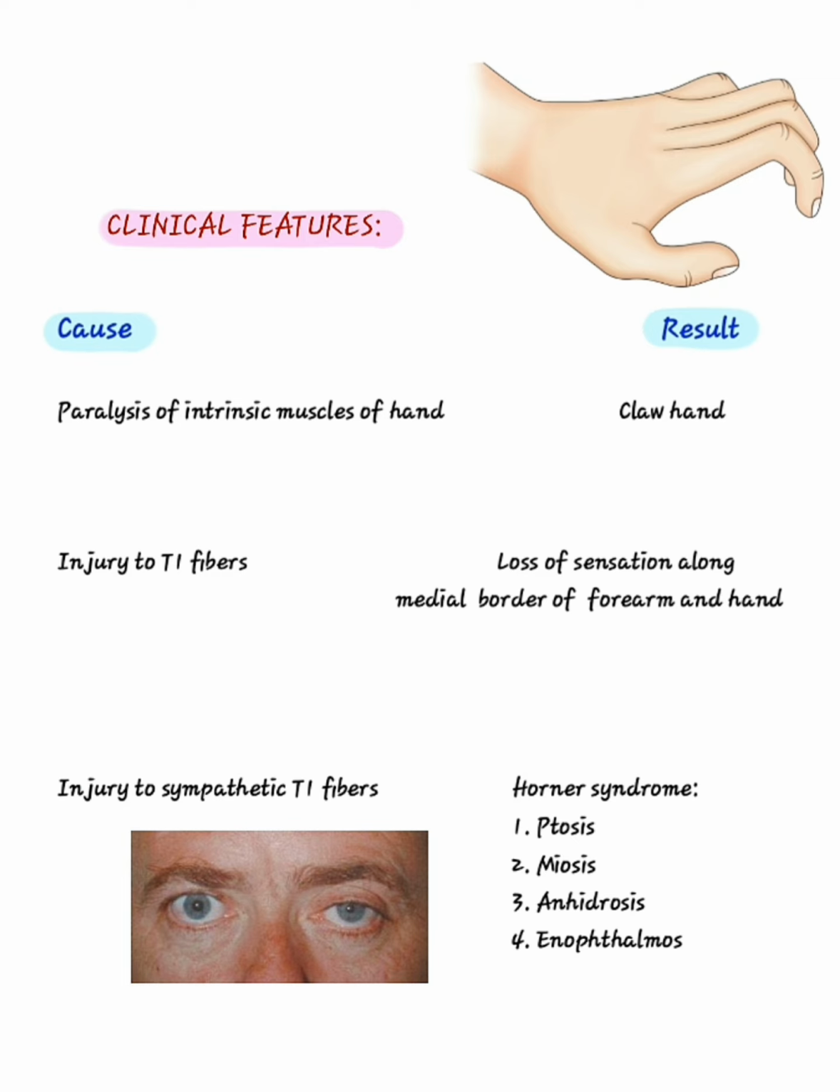This is normal eye, this is affected eye. You can see that there is drooping of upper eyelid, ptosis. And if you compare the size of pupil, the pupil is small in size here, it is constricted. Miosis, constriction of pupil. Anhidrosis, decreased production of sweat or no sweat production. Enophthalmos, there is inward displacement of the eyeball.